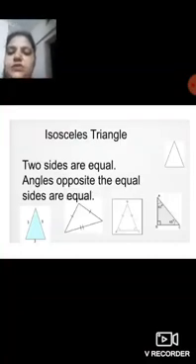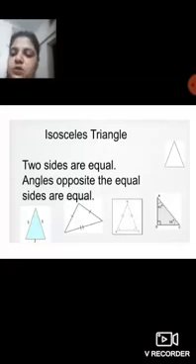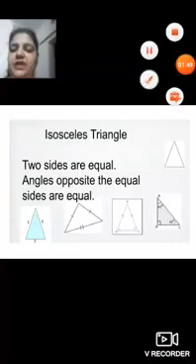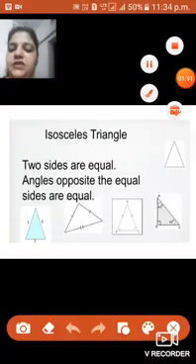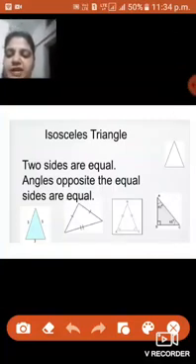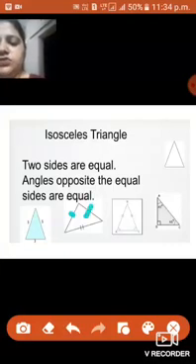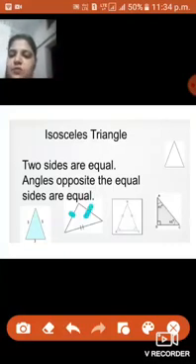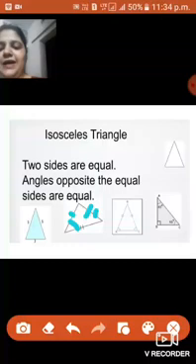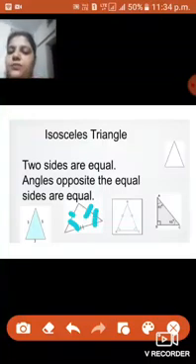Now, isosceles triangle. Two sides are equal. The angles opposite the equal sides are also equal. Now, what does this mean? It says that the opposite two sides are equal. This means in a triangle you will have two sides, any two sides that are equal and the angles that are opposite to it. This means this one and this one will also be equal.